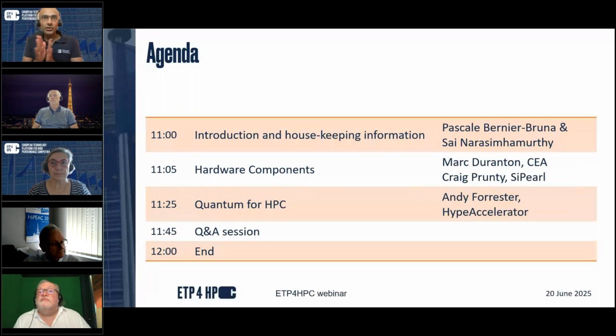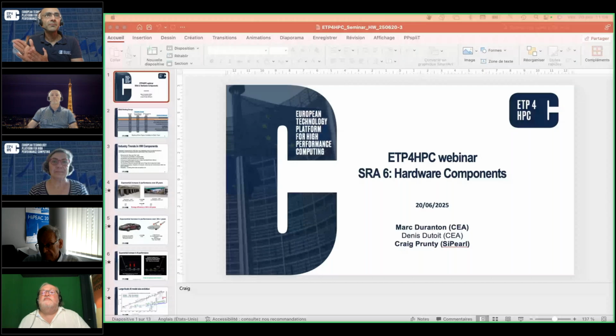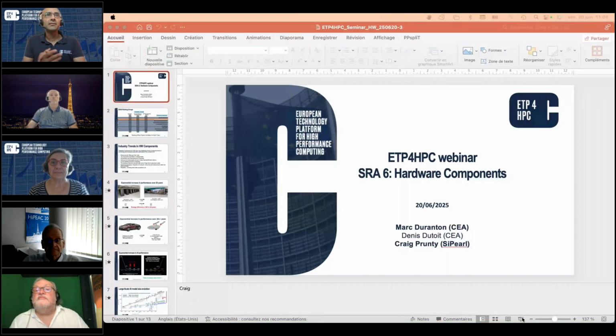Today we are going to be covering two really important topics which would be of keen interest for you: the AI and foundational models and the system hardware components. I'm very pleased that we have Andy and Marc and Craig here. I very much look forward to the discussion and also any questions you may have. Please go to our website and download the SRA and the white papers. I really encourage you to do that. Back to you, Pascal.